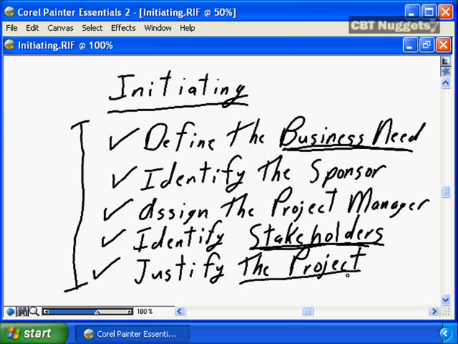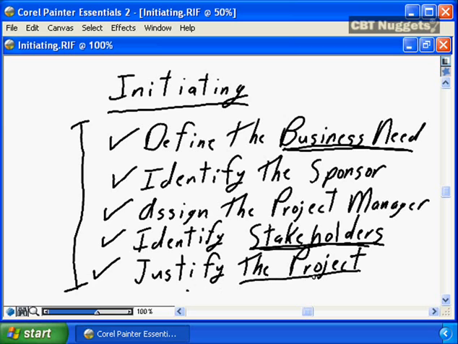So 3 of our 5 components for initiating often can happen outside of the project cycle itself. They happen within the organization. It may be part of a strategic planning process. It may be part of an overall business unit planning process. But many projects are initiated, many projects get to the point of justification and preliminary approval well outside of the project management processes themselves.